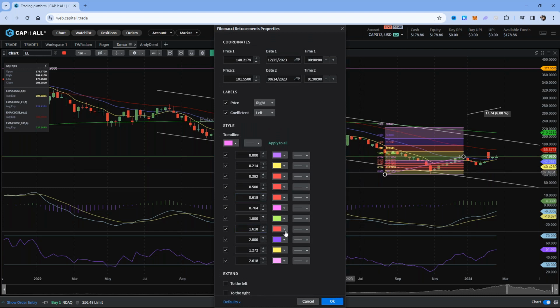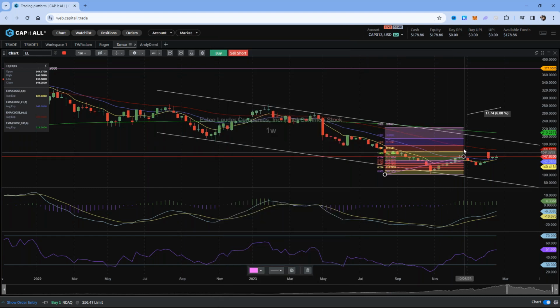Let me just double check that. Yeah. So there's the 1618. I want to see where the 200 is as well. Yeah, that looks to me like the level. Normally, on the first swing of an up move, I always look for the 200 extension. That comes in around 197.